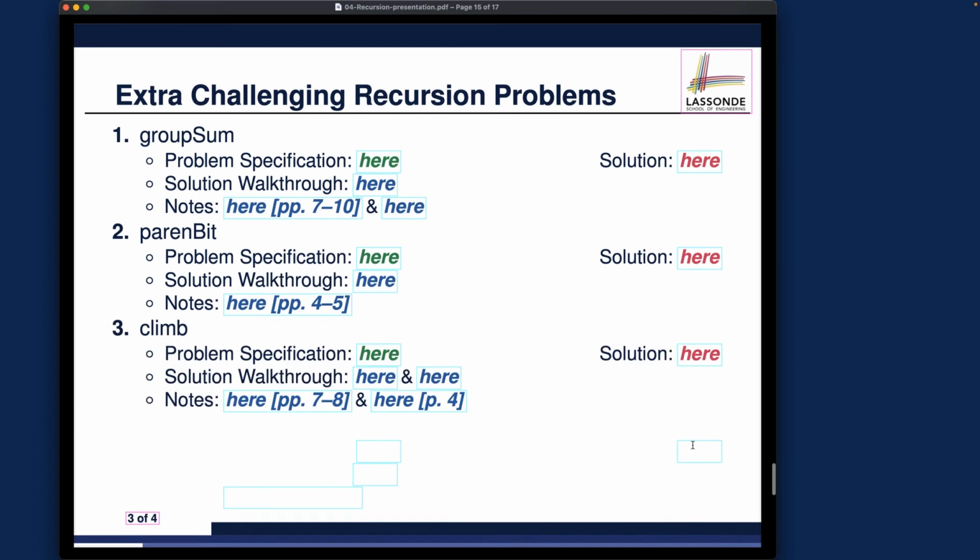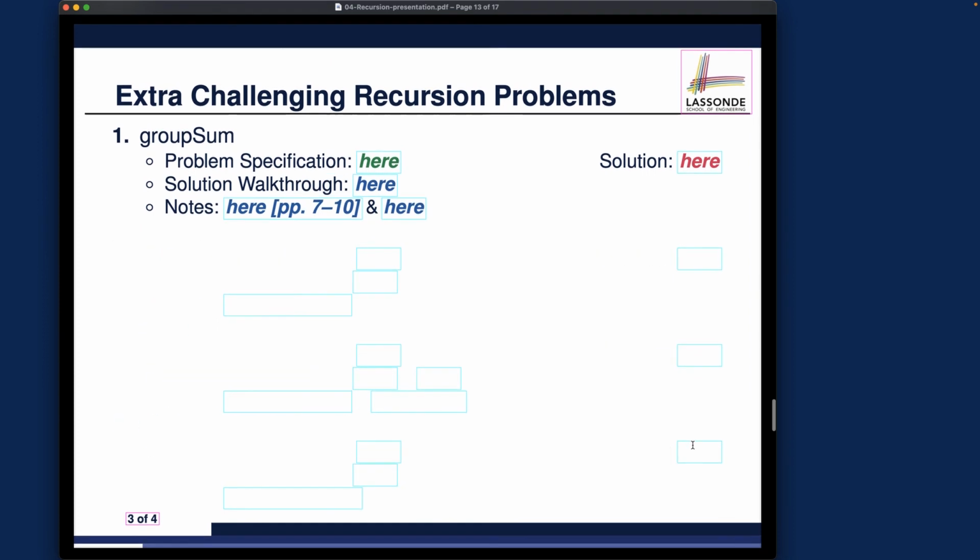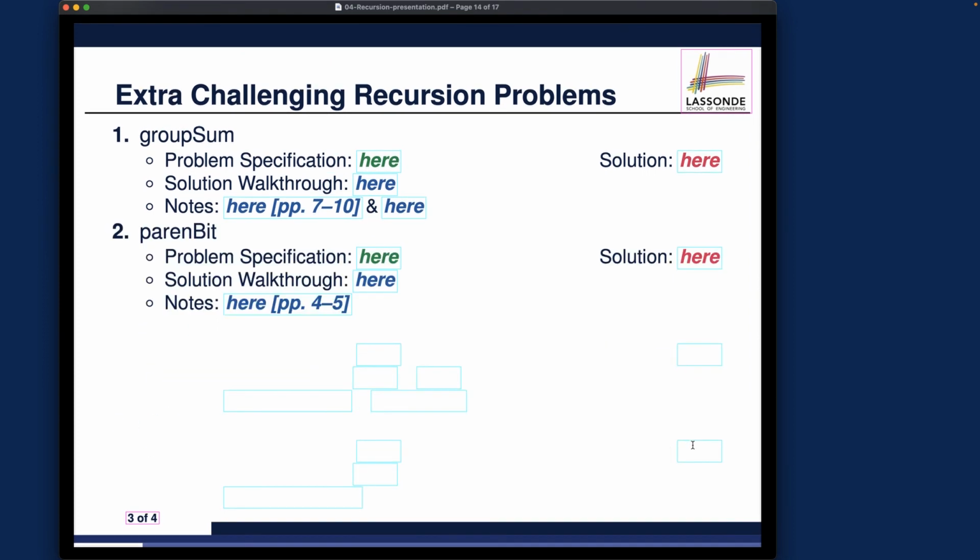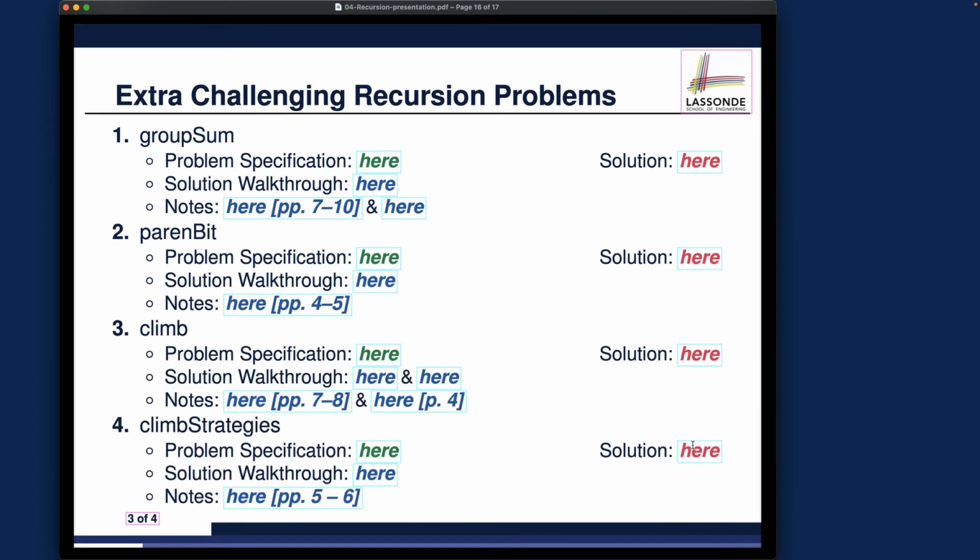Right, so we got 4 problems over here. So one is about the group sum, parent bits. And so these 2 are really on the arrays. And these 2 will actually use some extra data structure, right? So 4 problems over here. For each one of them, you can see the problem specification as a PDF.